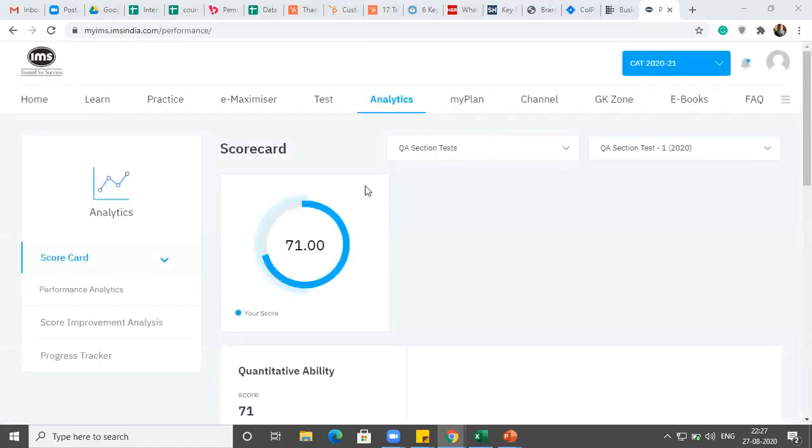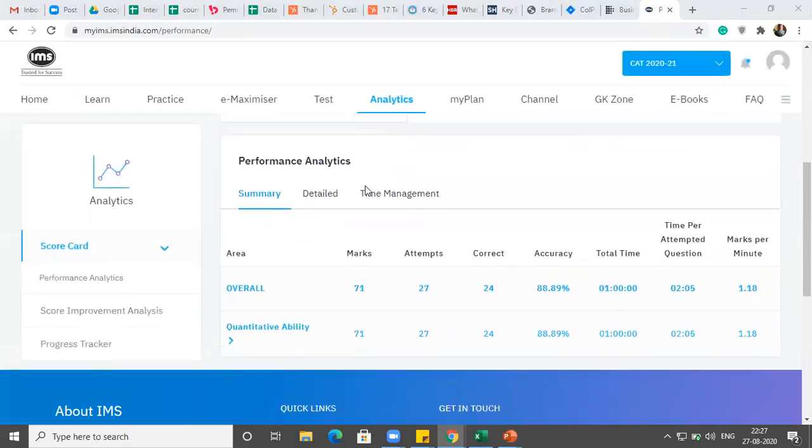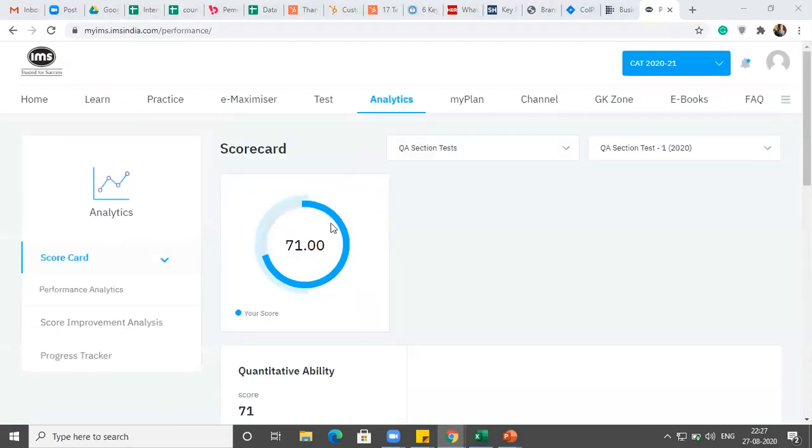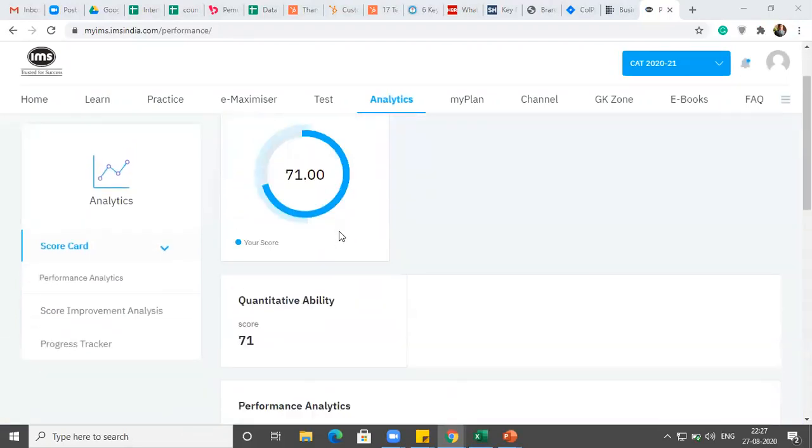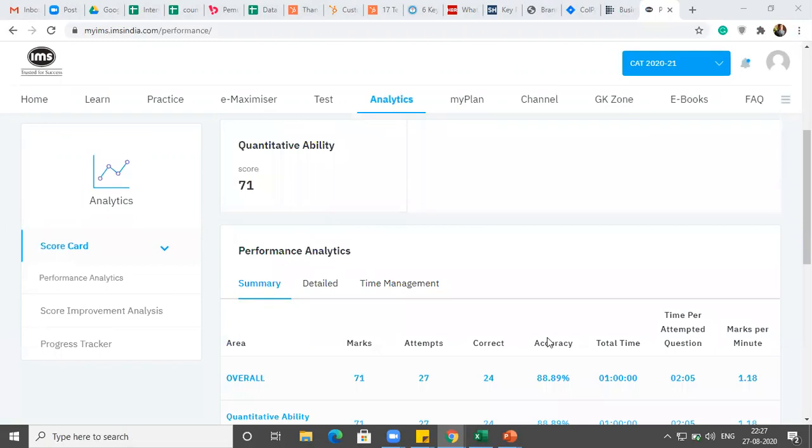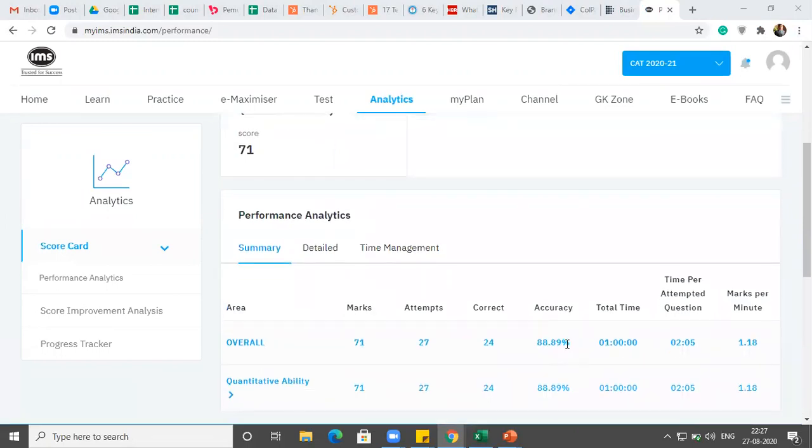Calculated guesses. And yeah, it should be 2 or 3. 4 wrong. 3 wrong. Right. 71. Okay. Cool. So accuracy is bad, 90%. We attempted 27 questions. Correct are 24. So 3 wrong. Right. Okay. I got one theta question wrong, with the minus 1 marking.